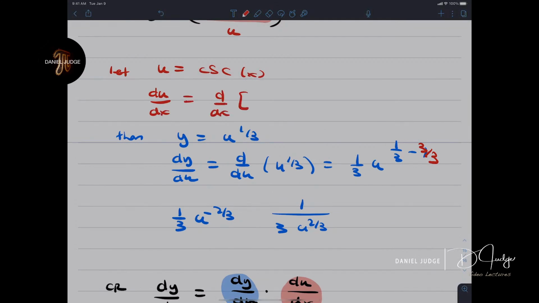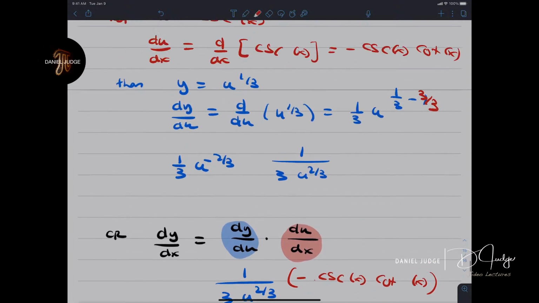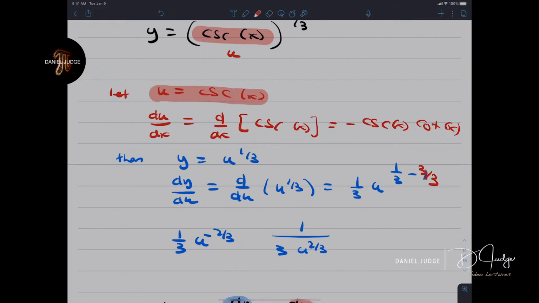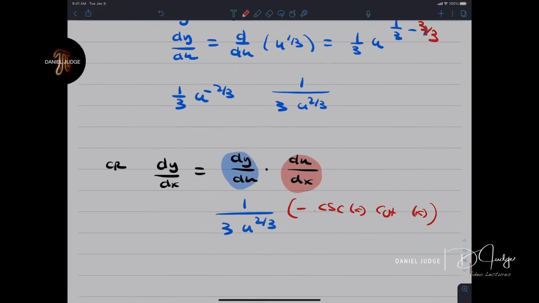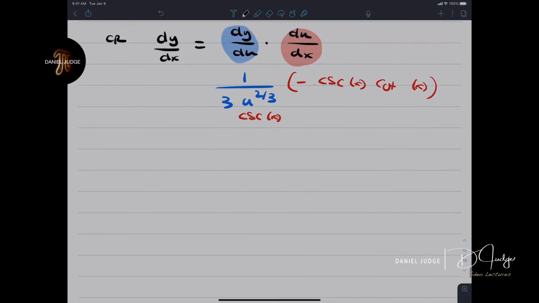is d dx of cosecant. Derivative of cosecant is minus cosecant cotangent. So this portion here is times minus cosecant cotangent. But don't forget what u is. U is cosecant. So here's my y prime.